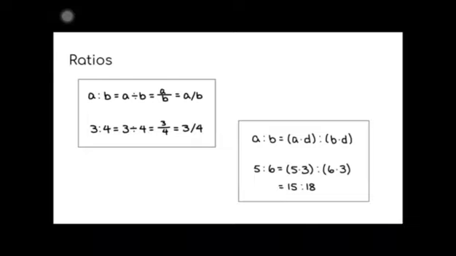The first term of a ratio can be any number. The second term can also be any number except 0. If the two terms are multiplied by the same number d, the ratio does not change. A to b equals a times d to b times d. For example, if a equals 5, b equals 6, and d equals 3, 5 to 6 equals 5 times 3 to 6 times 3, which equals 15 to 18, which is equivalent to 5 to 6.